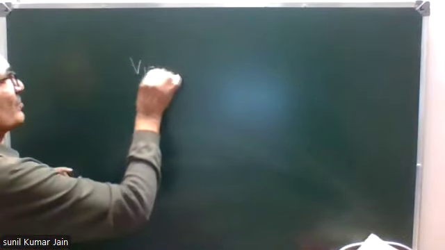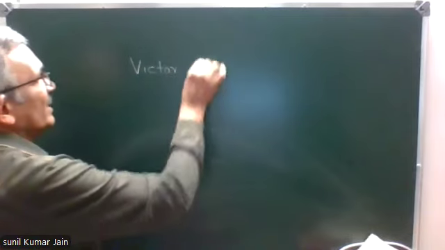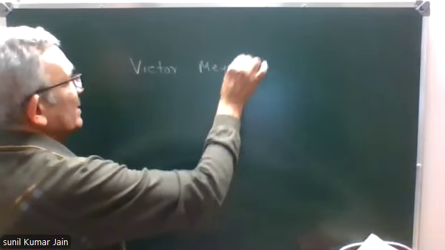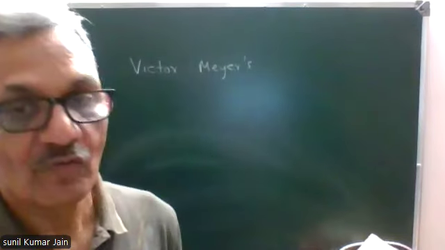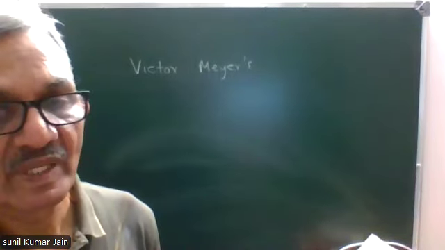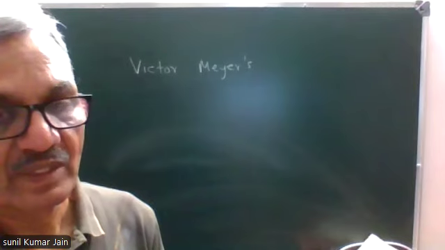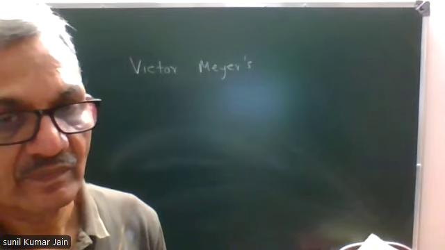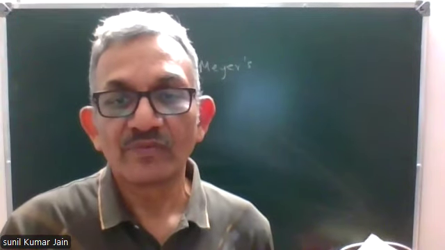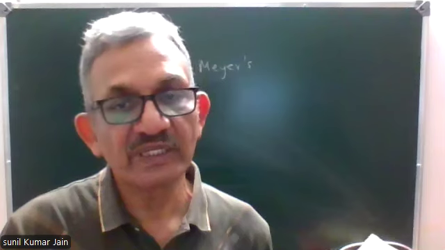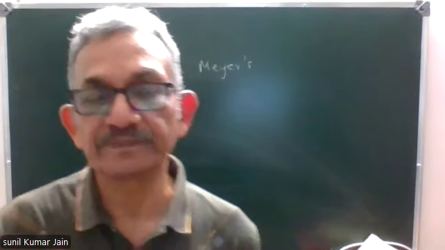Next property number 5. Victor Meyer's test for primary, secondary, and tertiary alcohols.